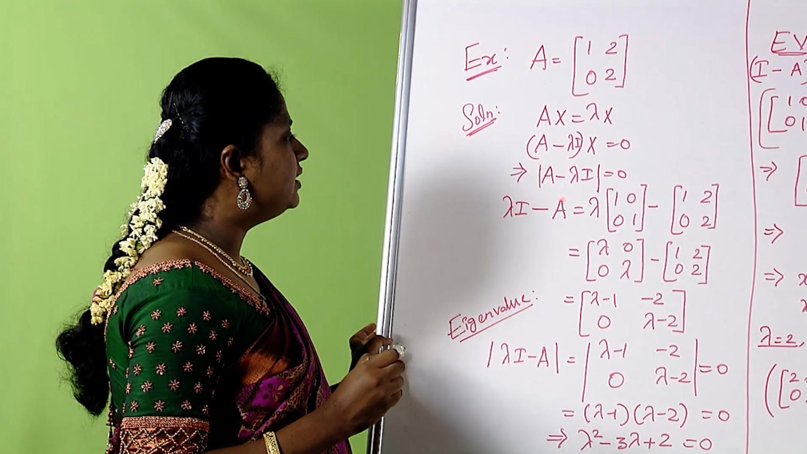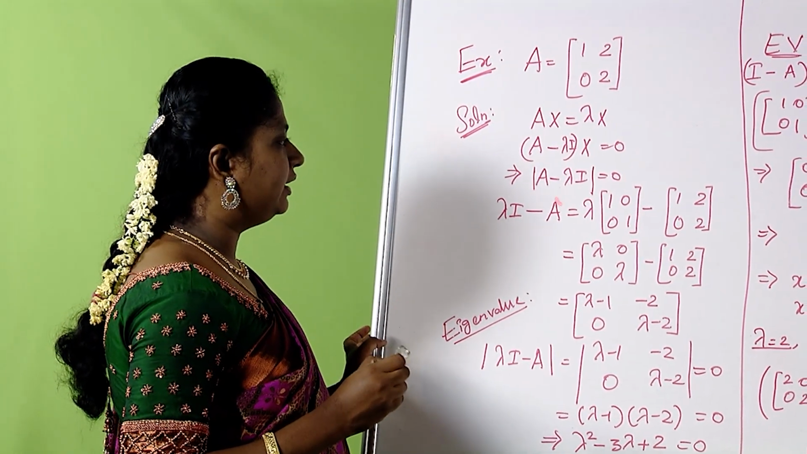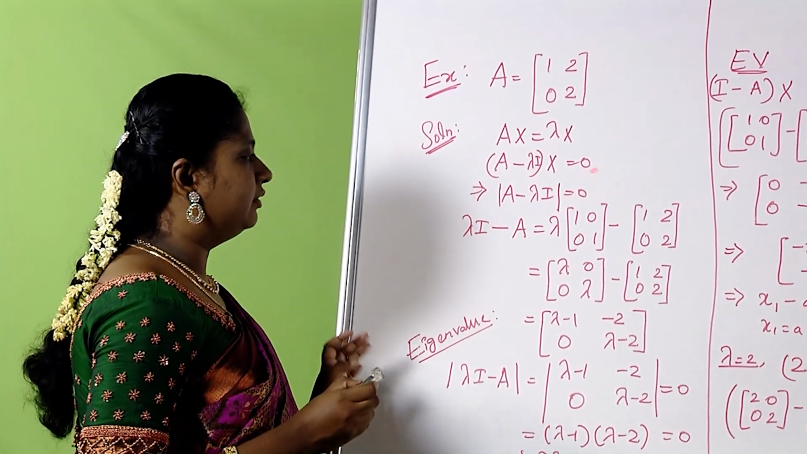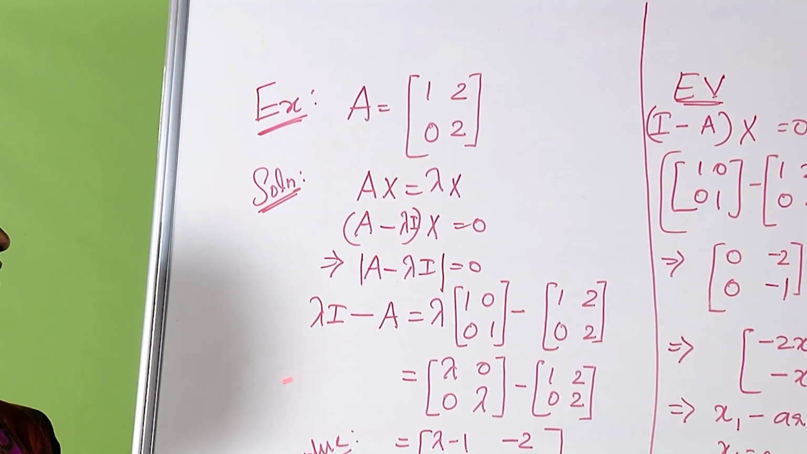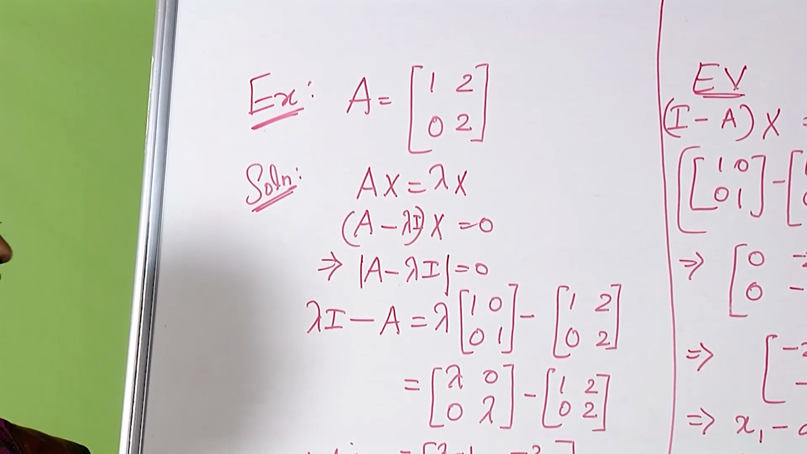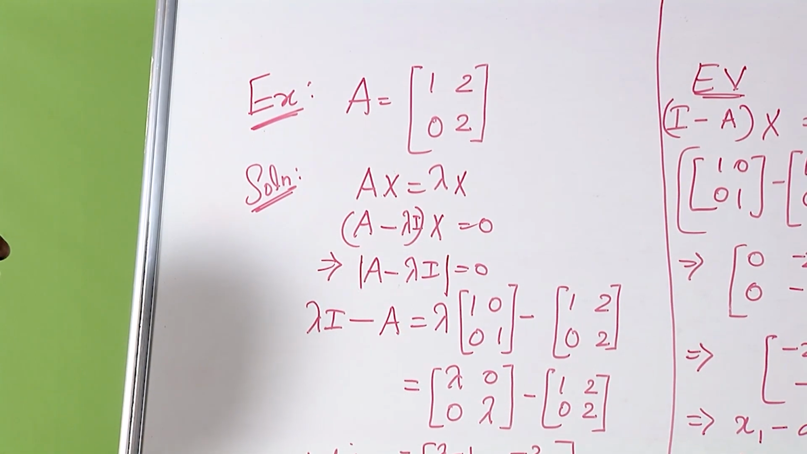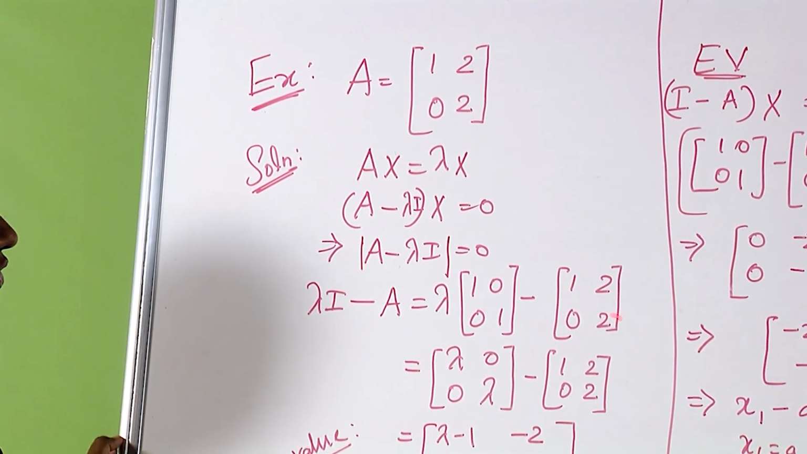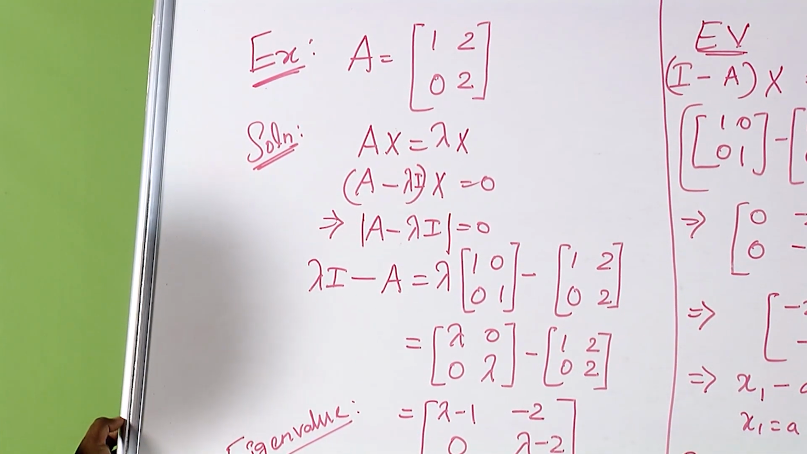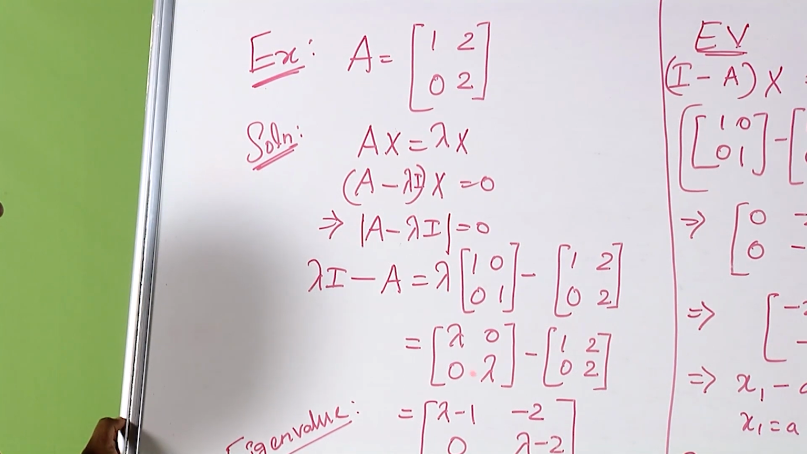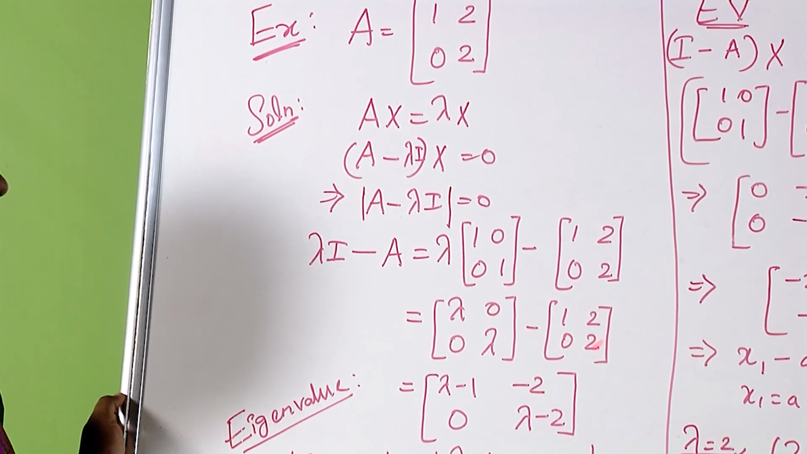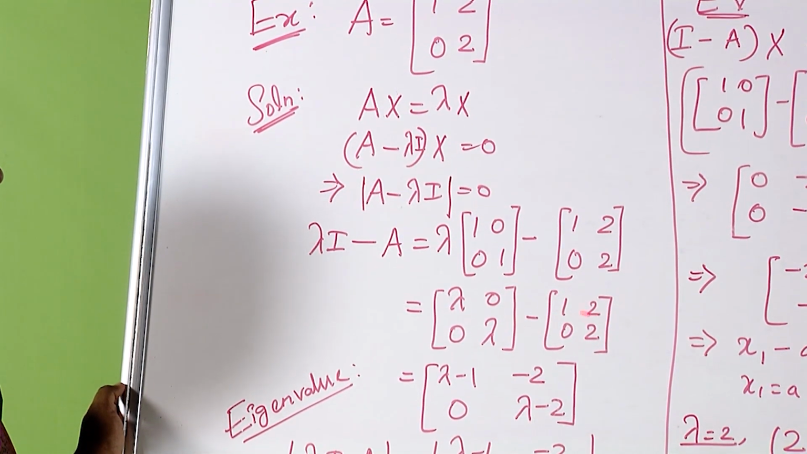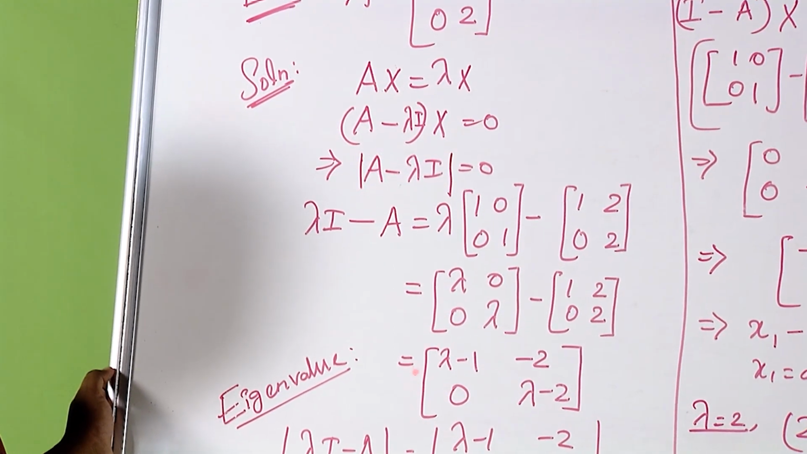Now if you consider the determinant of A minus lambda I and equate it to 0, it does not matter whether you find A minus lambda I or lambda I minus A; there is no effect on the eigenvalues that you are going to find. Therefore, I am going to take lambda I minus A. So, this is equal to lambda times [1 0; 0 1] minus [1 2; 0 2]. You can also use A minus lambda I. Therefore, this is [lambda 0; 0 lambda] minus [1 2; 0 2]. So, this is [lambda minus 1, 0 minus 2 is minus 2; 0 minus 0 is 0, lambda minus 2].